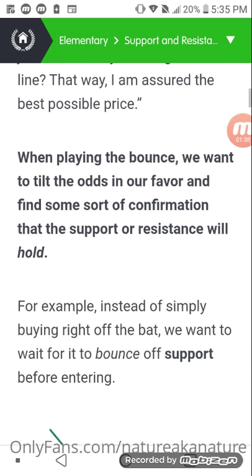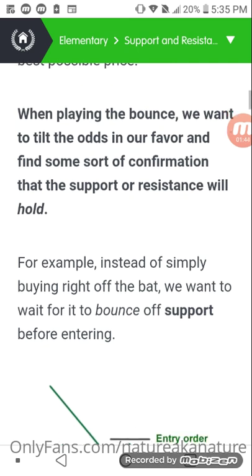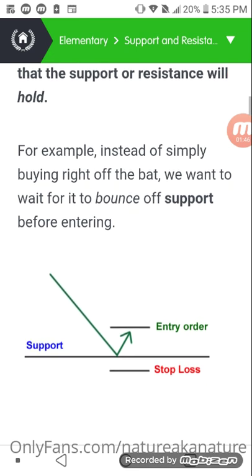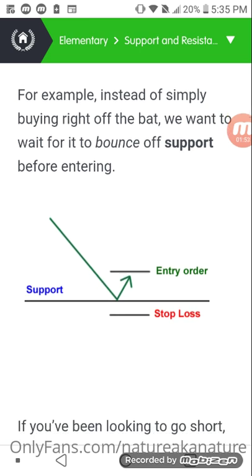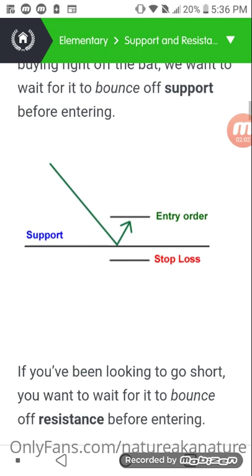When playing the bounce, we want to tilt the odds in our favor and find some sort of confirmation that support or resistance will hold. For example, instead of simply buying right off the bat, we want to wait for price to bounce off support before entering. So once price bounces off the support, then you enter. Your stop loss is below the support line, and you enter as soon as price bounces off the support.